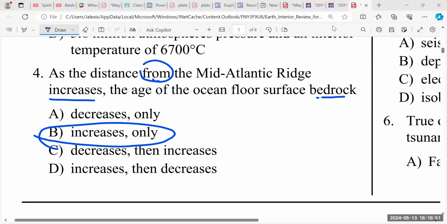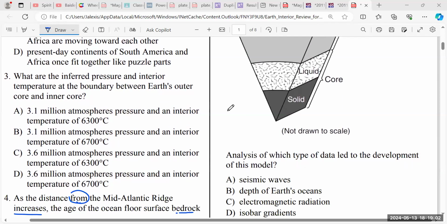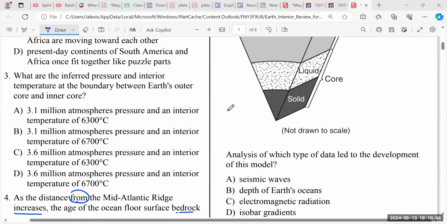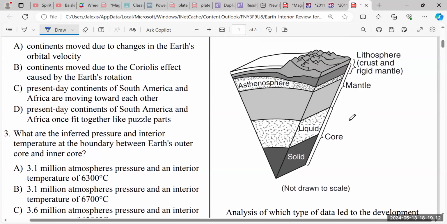Choice B. All right, number 5. A model of Earth's internal structure is shown below. And so within the structure, we see all the layers of the Earth. And it says, analysis of which type of data led to the development of this model? Now, we've learned in class, right, mankind, we haven't physically gone to the center of the Earth. We have not physically done that. So how do we know?